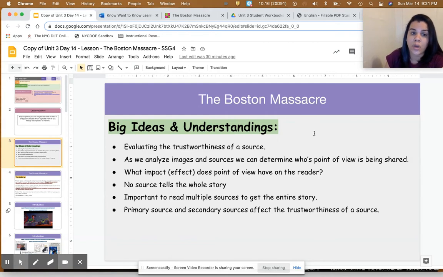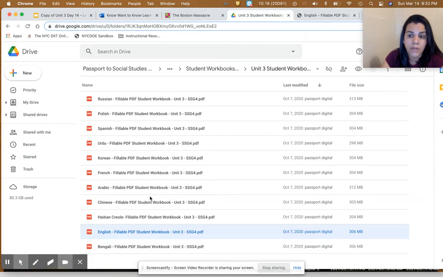Depending on whether you are a colonist, a British soldier, or you're just a person that lives in that particular neighborhood, in your account of what happened during this event, there's going to be some similarities and there's going to be some differences. So that's really important for students to understand. Another tool that's really useful, please remember that the student workbooks are available in different languages. So it would be beneficial for students to have the resource not only in English, but in their native language as well.